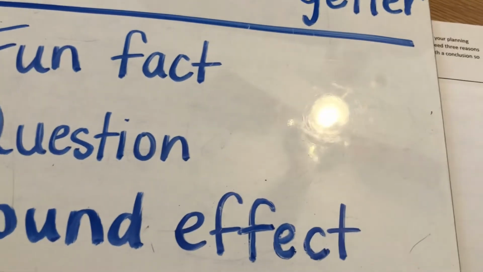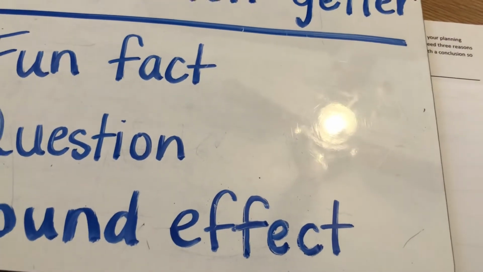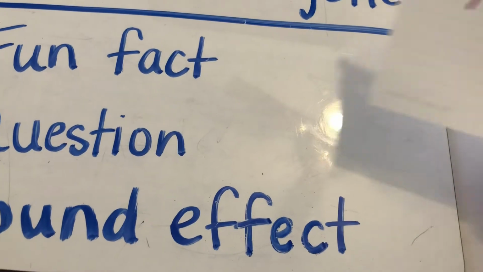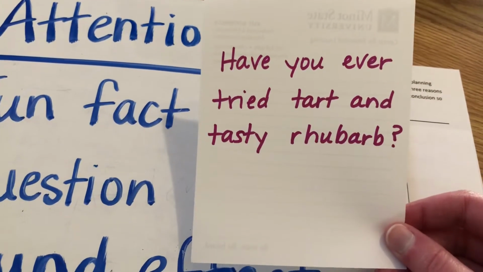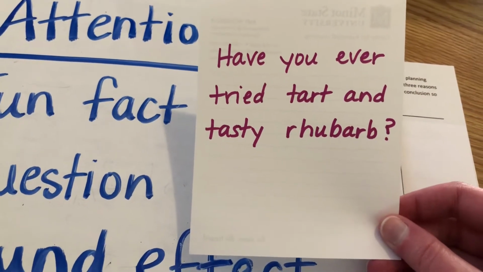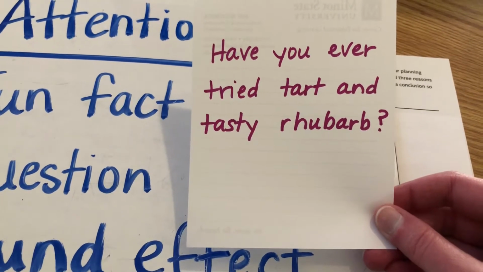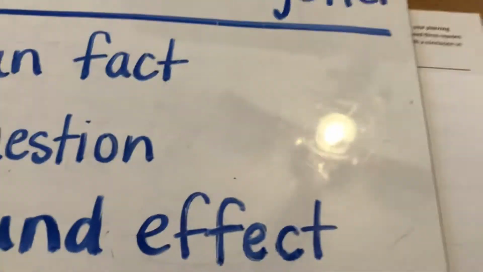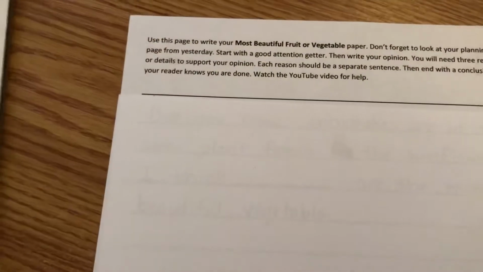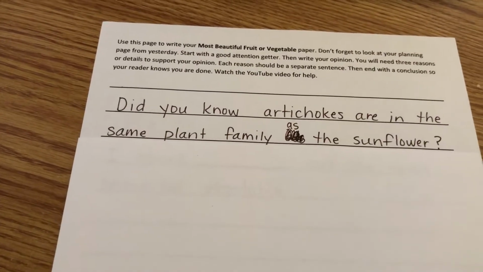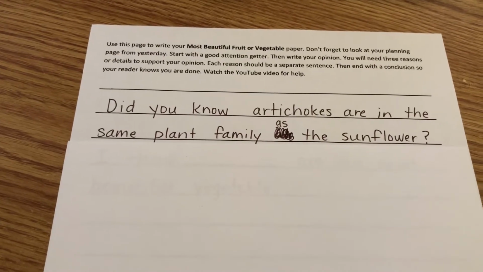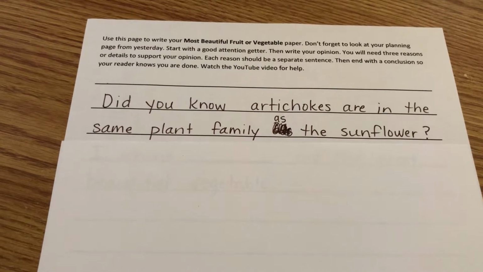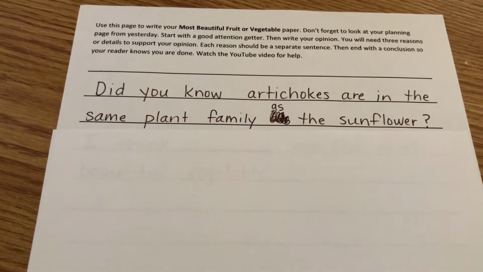This attention getter could be the trickiest part of writing your paper. If you're having a lot of trouble, just ask your reader if they have ever tried whichever fruit or vegetable you picked. Have you ever tried tart and tasty rhubarb? That's another example. Let's look at how I decided to start mine. Remember, my topic is artichokes. I wrote, did you know artichokes are in the same plant family as the sunflower? So that's my attention getter.